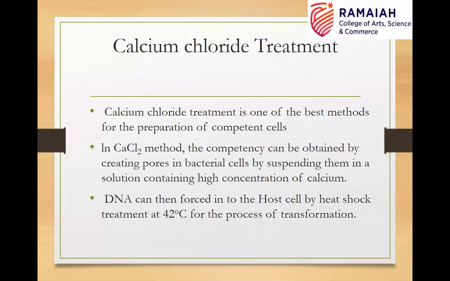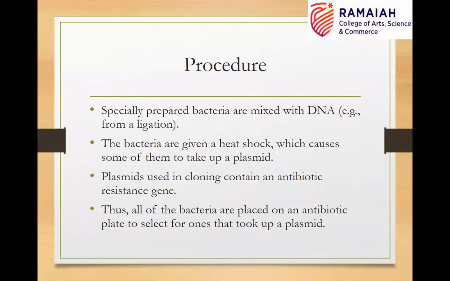So let's look at the details. As I explained, calcium chloride treatment is one of the best methods for the preparation of competent cells. In this method, competency is obtained by creating pores in the bacterial cell walls by suspending the cells in a solution containing a high concentration of calcium. Then the DNA is forced inside the host cell by heat shock treatment at 42 degrees centigrade in the process of transformation.